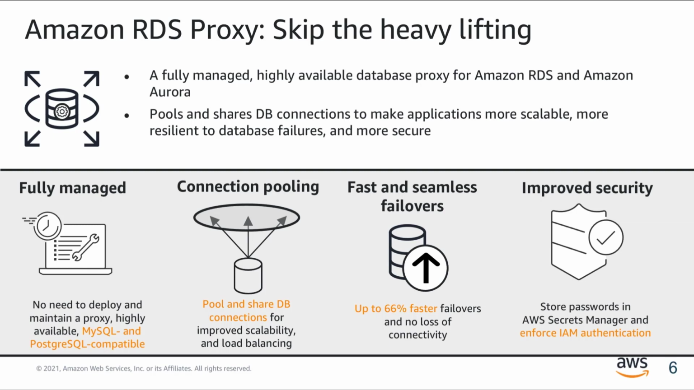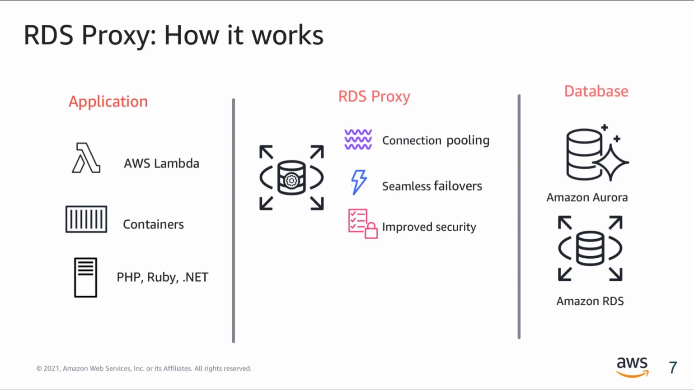Before that, I want to briefly discuss how RDS proxy works at a very high level. On the left-hand side, you have your application. It can be running in PHP, Ruby, or .NET, or running in serverless applications like AWS Lambda or containers. Any of these applications can connect to RDS proxy. On the right-hand side, you have your database. It can be running in Amazon RDS and Aurora. RDS proxy sits in between your application and the database layer.